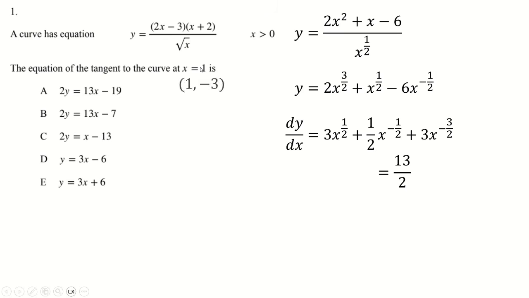So, at this point, I put in 1 to the original curve, which got me minus 3 as the y coordinate. So then I can set up y equals mx plus c, or y minus y1 equals m(x minus x1). Either of those are fine, and we eventually end up with this here as our answer when we rearrange that. So yeah, that's cool, and we're done.